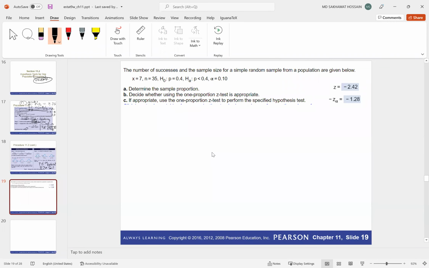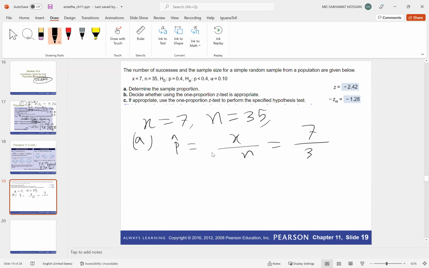Okay, so now we'll go over some examples. The first one: the number of successes and the sample size for a simple random sample from a population are given below. We have the number of successes X equal to 7, and the sample size n is 35. Part A is to determine the sample proportion, that's p hat, which is x over n.